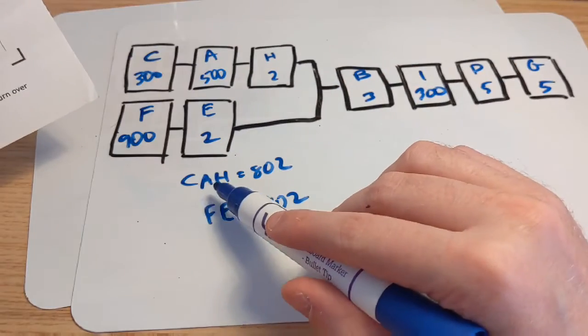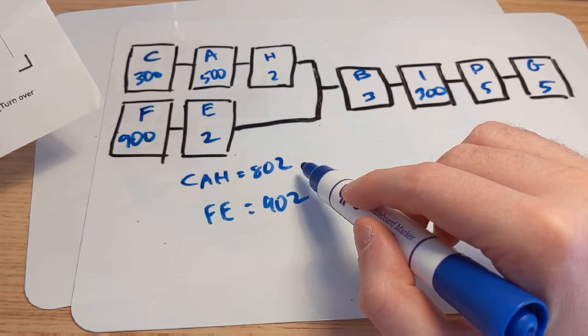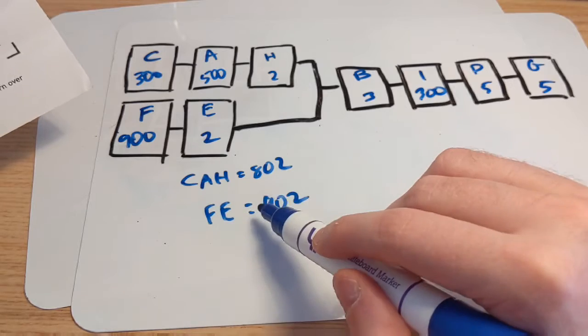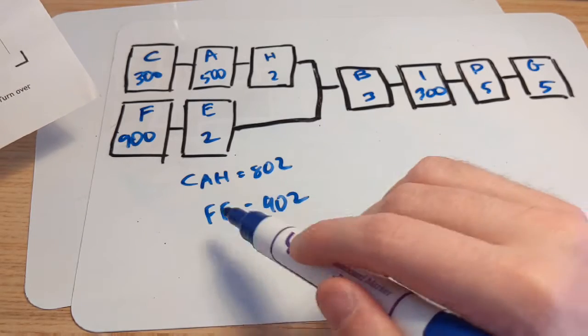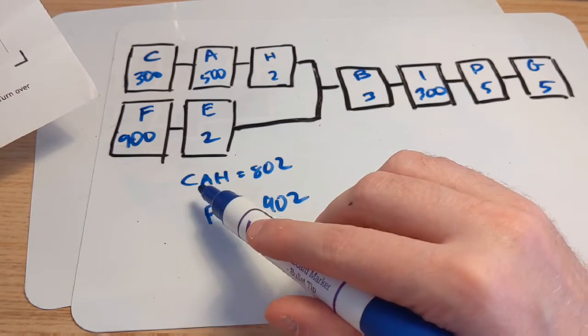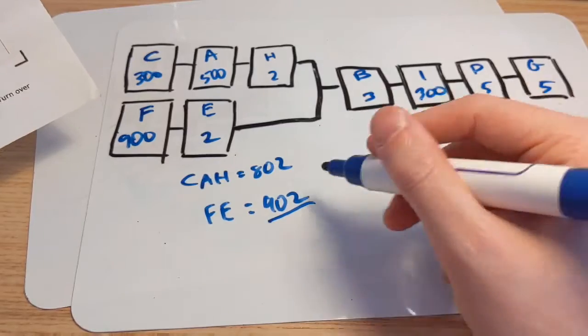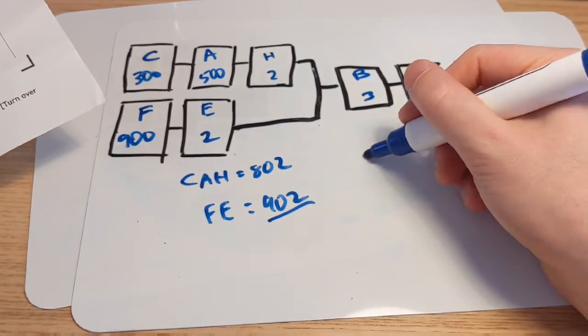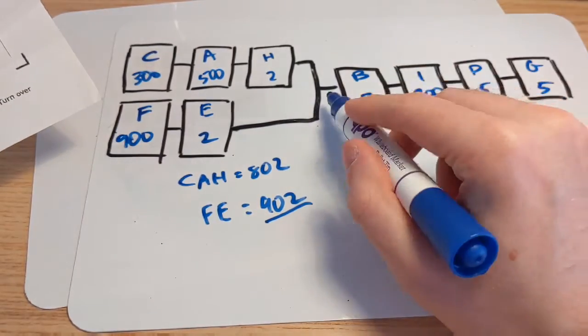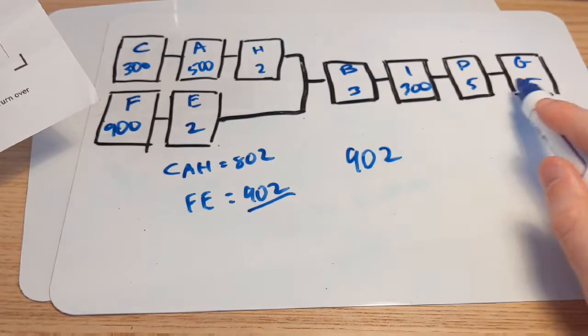What this basically means is after 802 seconds, I've completed C, A and H, but I've not quite completed F and E. But after 902 seconds, I've completed C, A and H and F and E, because that one's obviously bigger than that one. So you start with 902 seconds, and then all we've got to do, because this is quite a straightforward one, is just to add on all these numbers.